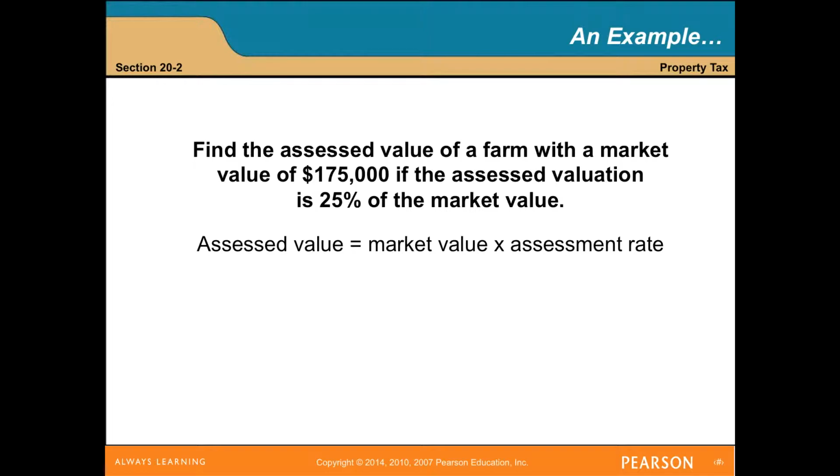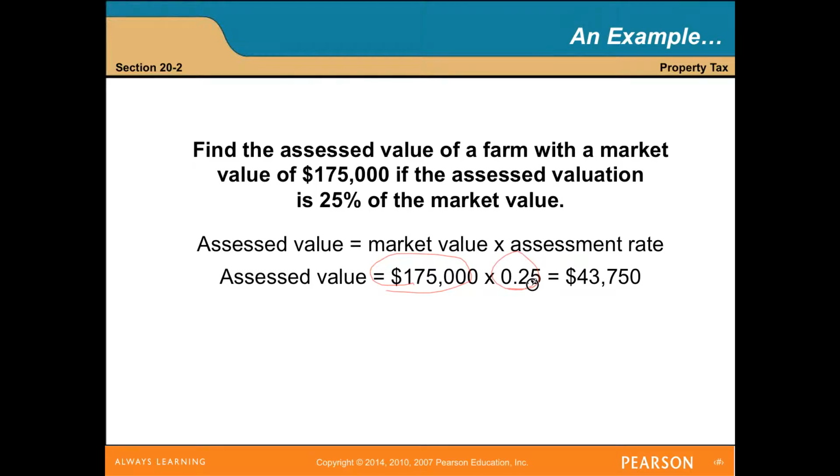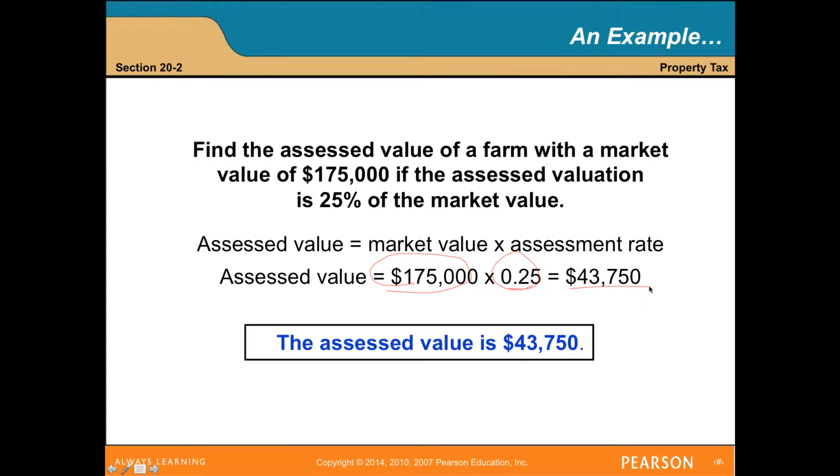So we have the assessed value equals market value times the assessment rate. We have that from the question above. So we pull the information that we've been given. 175K times 25% equals 43,750. So the assessed value is 43,750.